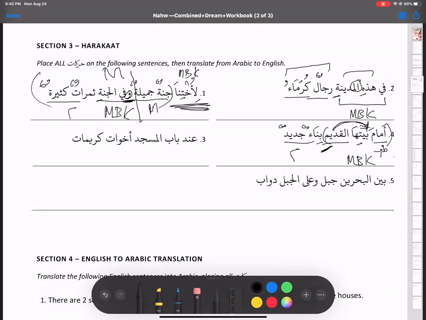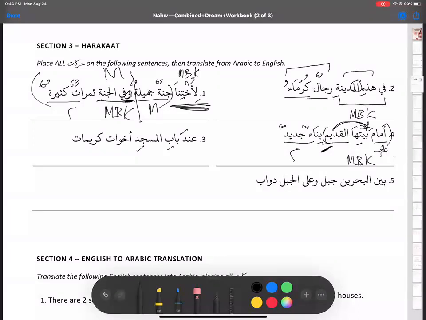Inda came. What is Inda? Special Mudaf. Okay, so Inda, what should be after? Babil. Masjidi, because that's also Idafa. It's possession. Mudaf ilayhi, not Mawsuf Sifa. Okay, so close to Babul Masjid is what?